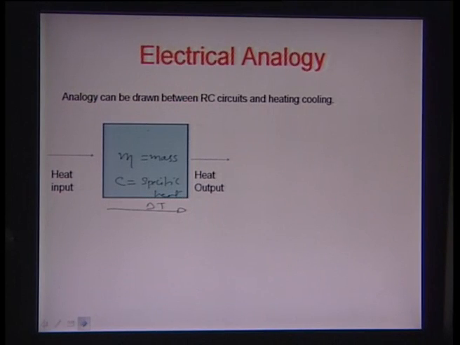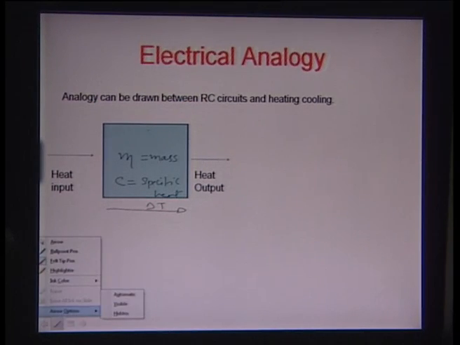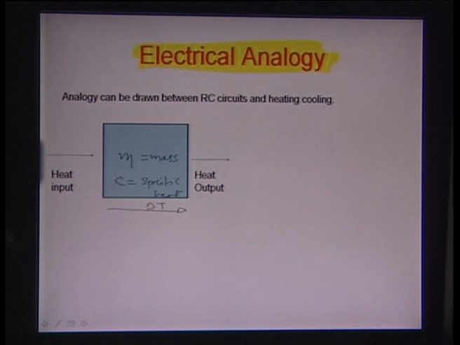If you look at the slide here, there is a mass which you are heating up. This right here is the mass, and the mass is represented by the term m, and the specific heat of the material is C. We assume a temperature difference delta T between both ends of this mass.